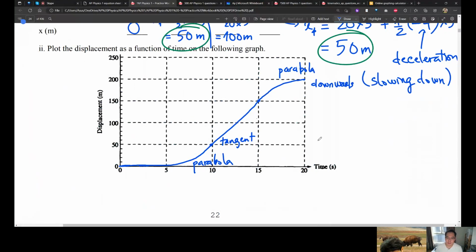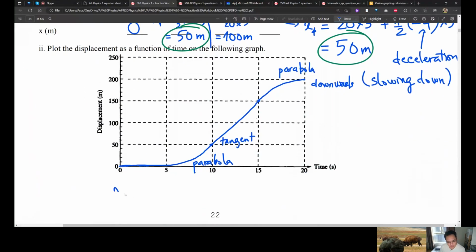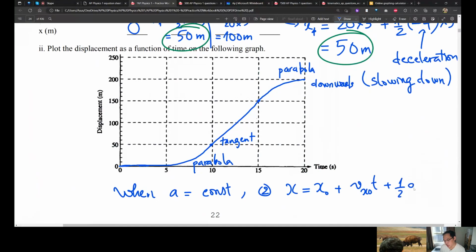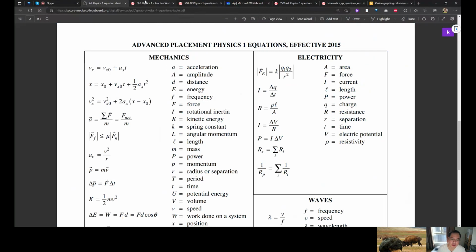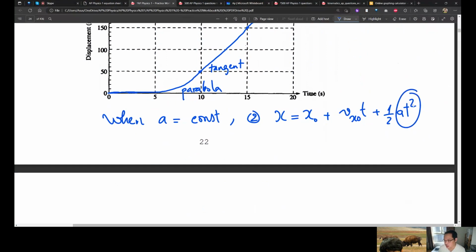Sure, but I don't understand why it's a parabola. Because the equation for motion with a constant acceleration, when acceleration is a constant, you have the second equation in the formula sheet: the position equals initial position plus initial velocity Vx0 times time plus 1/2 at squared. In this equation, the variable is the time, and it includes the second power of time. So this is a quadratic equation.